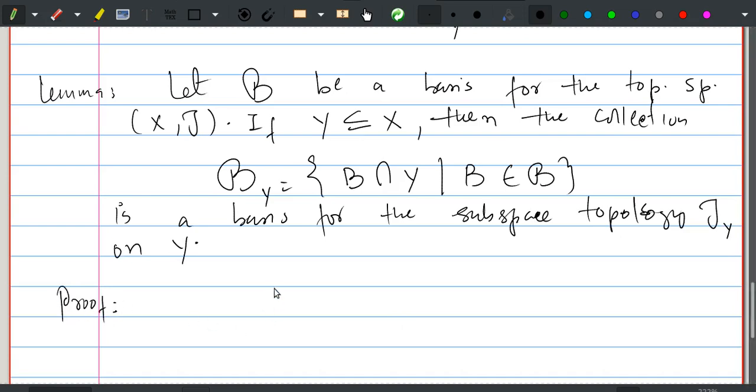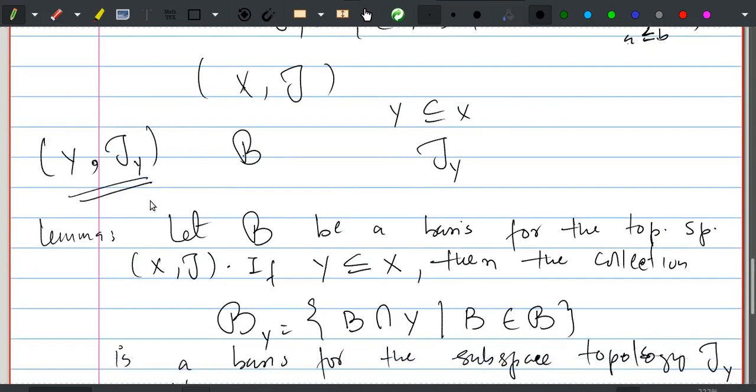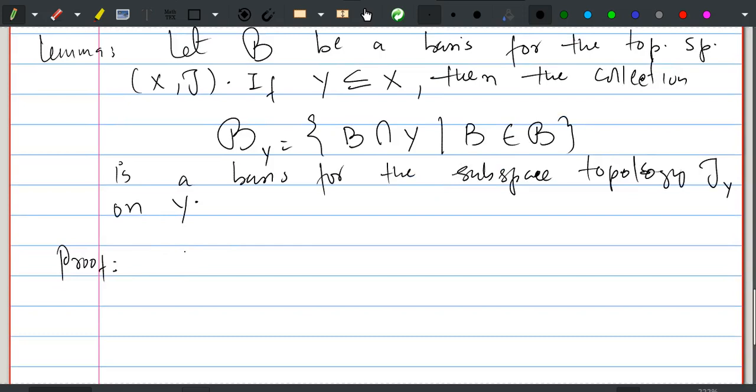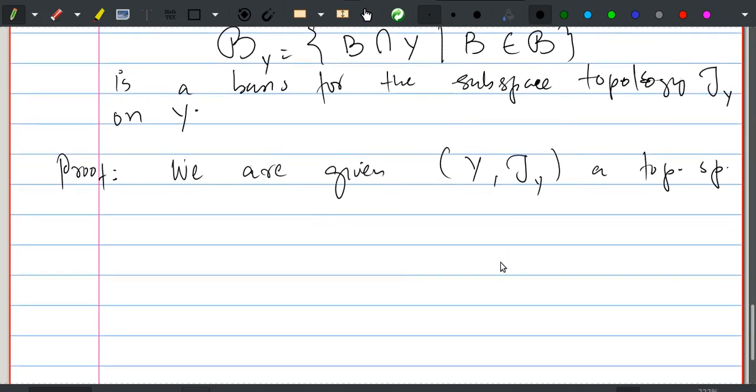I mean we know this, if we take Y and take this collection T sub Y, then this is a topological space, which is called the subspace topology. Now we claim this fancy B sub Y is a basis for Y. That means we have to prove the two conditions for B sub Y to be a basis for this topological space.